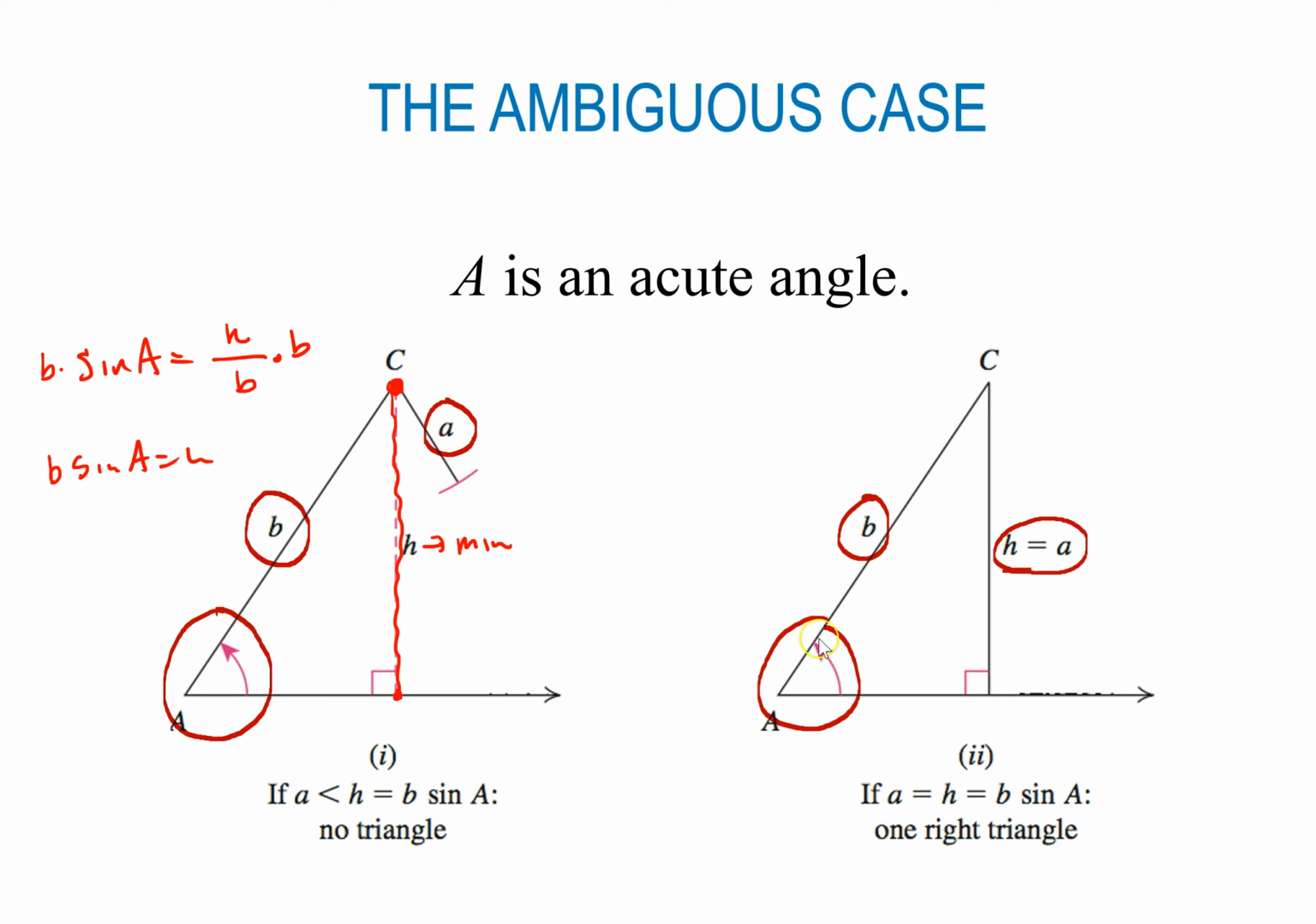So if that's the minimum, this brings us to case 2. If I know the angle, and I know the side, and H is equal to A, that means I barely got enough minimum to reach back to the other side. I get myself a 90-degree triangle, and therefore I have one triangle. In fact, it's a right triangle. It's only one possible case there.